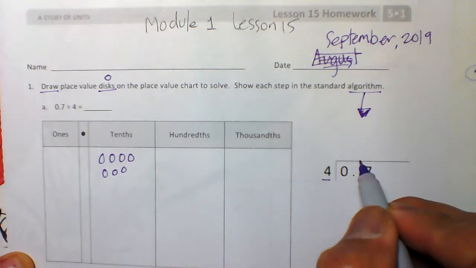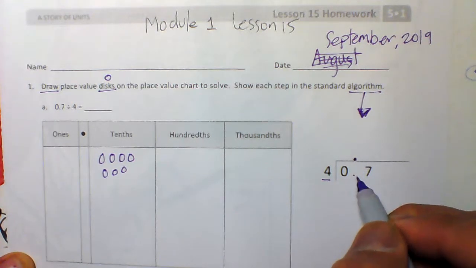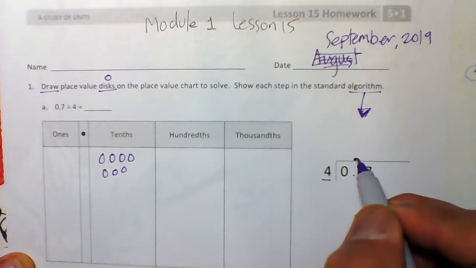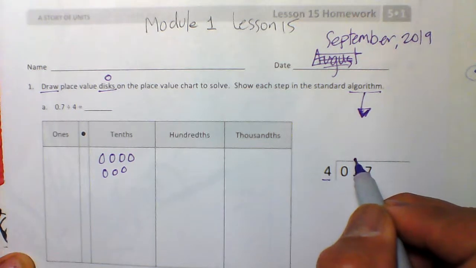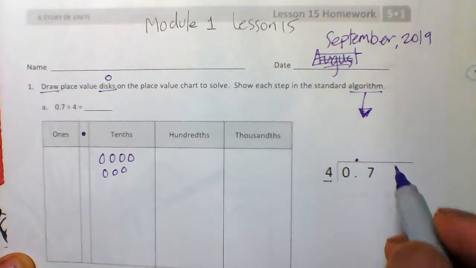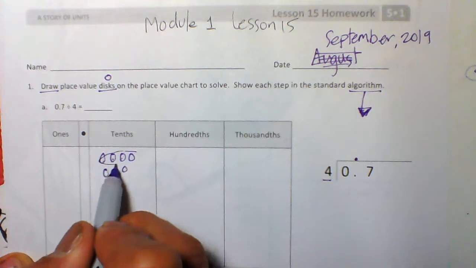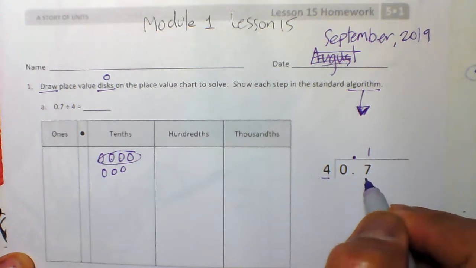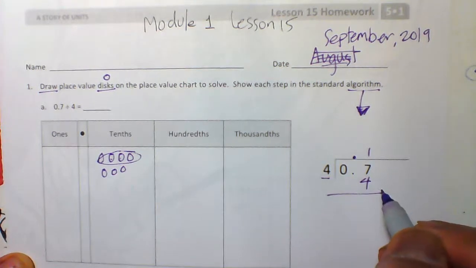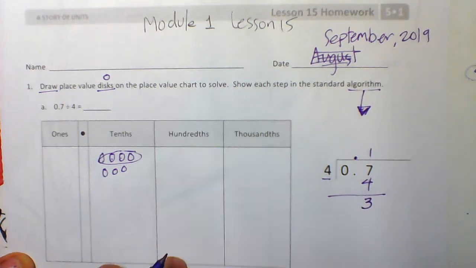And to do that, we got to make sure that we write the decimal point aligned right above the decimal point inside the box, and make sure you write the decimal point on the quotient. So let's make groups of 4s. 1, 2, 3, 4. So we are able to make 1. So that will be 1 times 4 equals 4. And minus 4 from 7. And the remainder is 3.